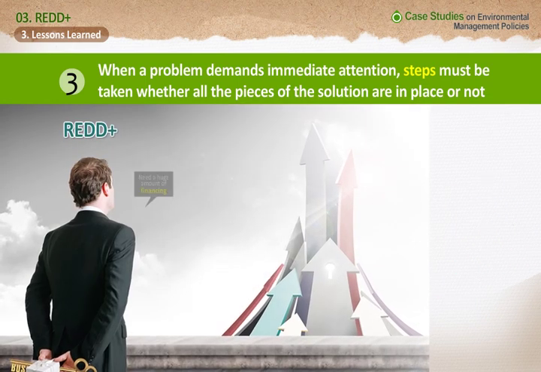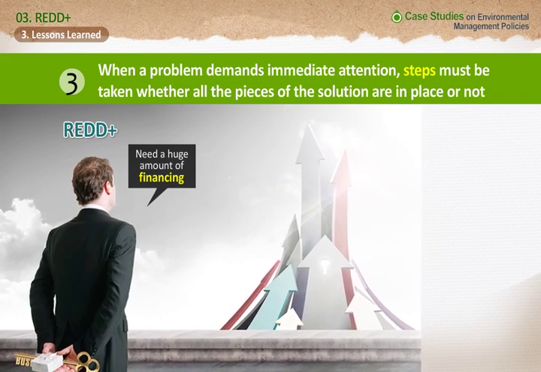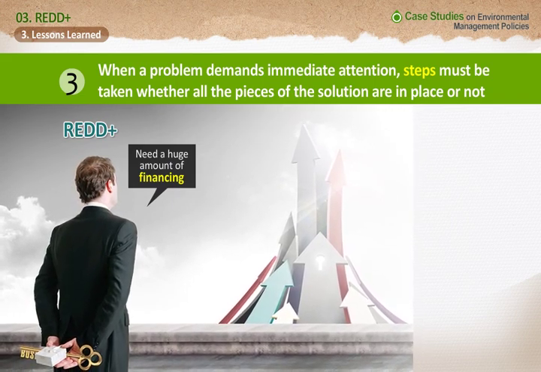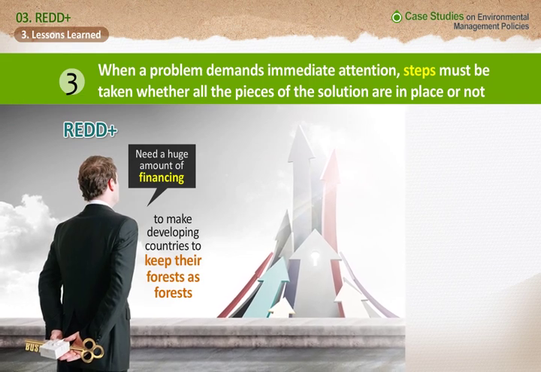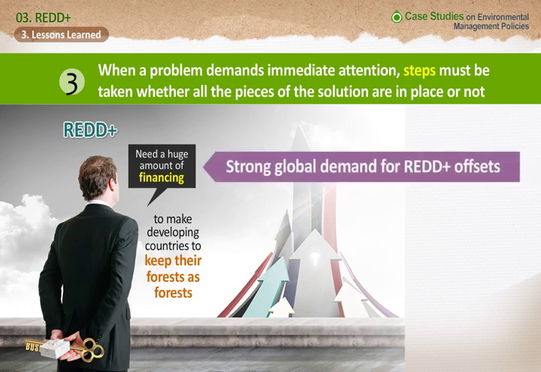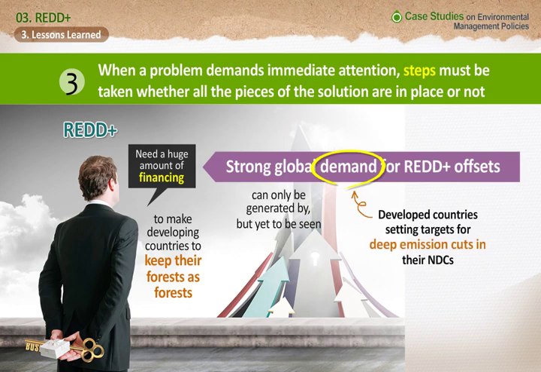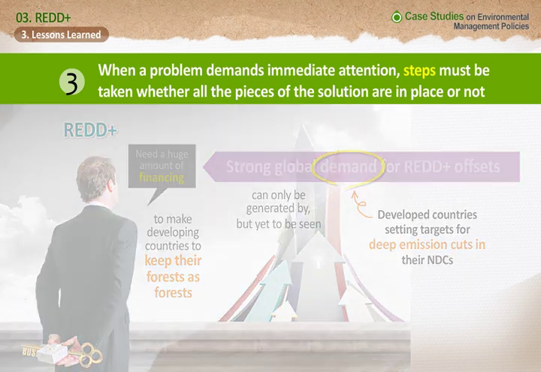For REDD+ to be implemented at a large scale, there must be a huge amount of financing to make it attractive for developing countries to keep their forests as forests. It is widely assumed that this financing will come from strong global demand for REDD+ offsets, demand that can only be generated by developed countries setting targets for deep emission cuts in their NDCs. Whether such demand will be generated is yet to be seen.